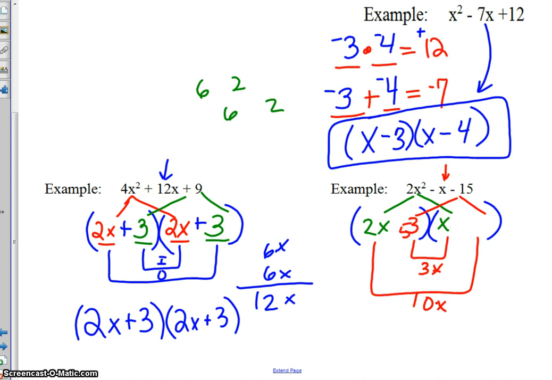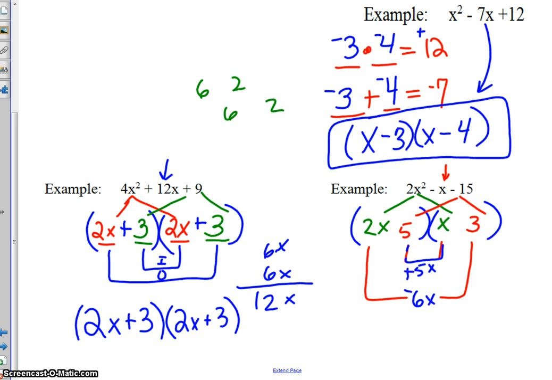So I'm going to switch these two around. All right, that changes here. That changes these. So now my inside would be 5x, my outside would be 6x. Hey, there's a way I can get a negative x. If this is a negative 6x and this is a positive 5x, so I want that to be positive and that to be negative. So in the end, my answer is this, 2x plus 5 and x minus 3.